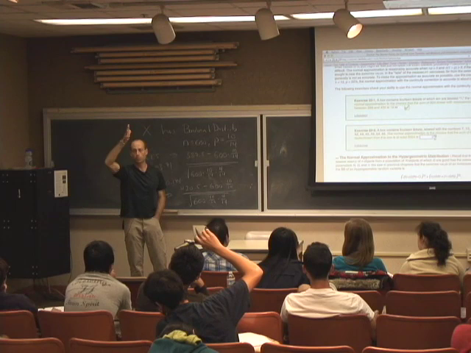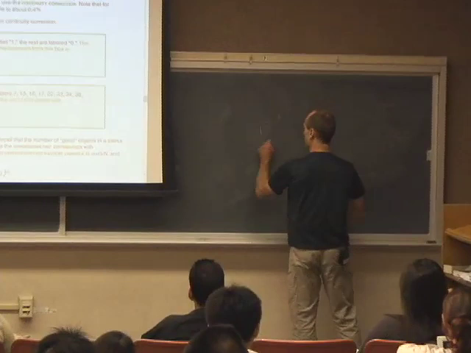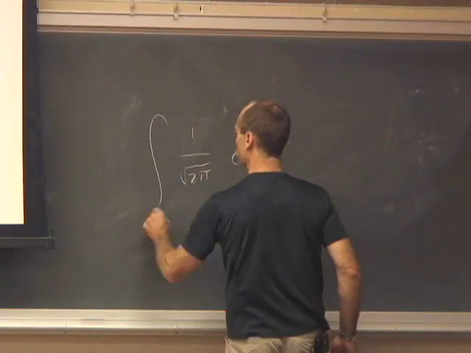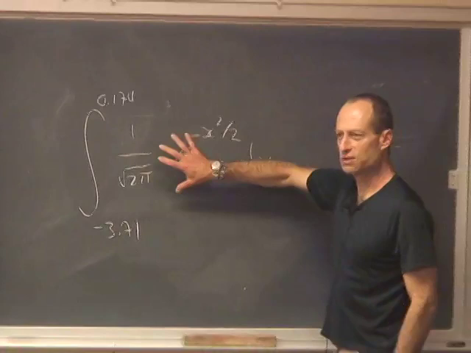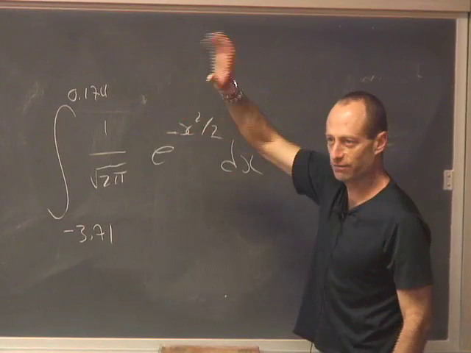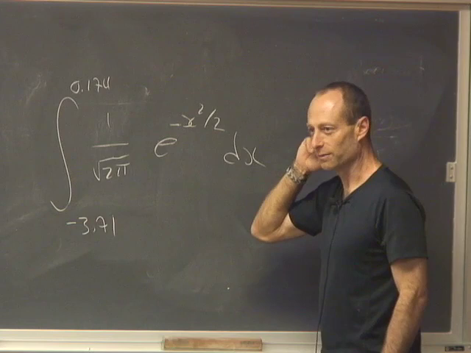But mathematically, we're trying to find, we have this curve that looks like 1 over root 2 pi e to the minus x squared over 2. We want to find the area under this curve between minus 3.71 and plus 0.174. Right? This integral does not have a closed form expression. You just have to evaluate it numerically, and the applet is evaluating it for you numerically. So you need to memorize the area under the curve between plus or minus 1, plus or minus 2, and plus or minus 3. Those are the only numbers you'll need to know.